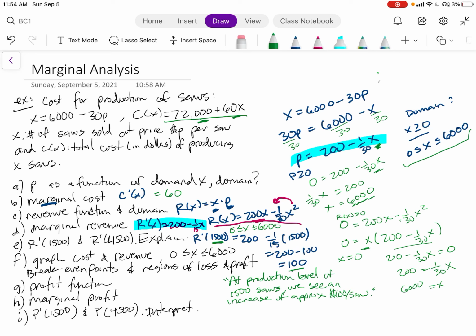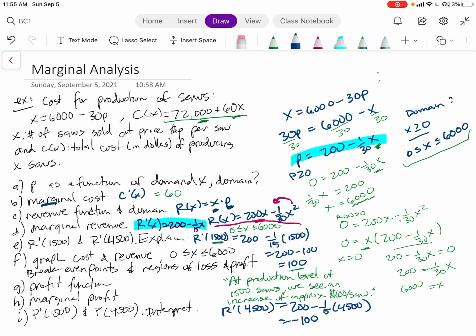All right. So 4,500 would be the same thing, but we're substituting 4,500 in for x, that same function. R prime of 4,500 is 200 minus 1/15 times 4,500. So we'd get 200 minus 300 for a result of negative 100. So just substituting these new values at a production level of 4,500 saws, we actually see a decrease of approximately $100 per saw.